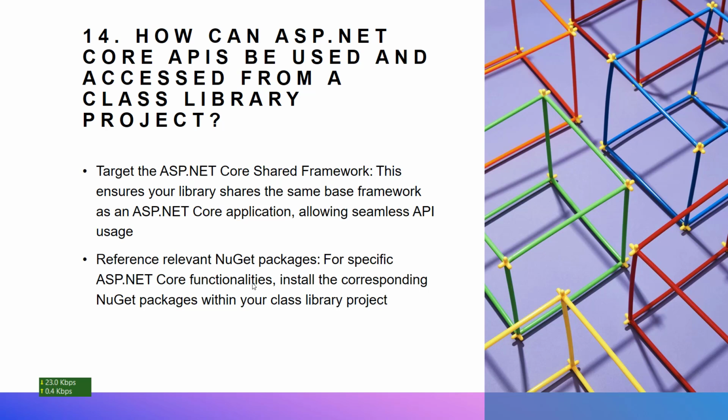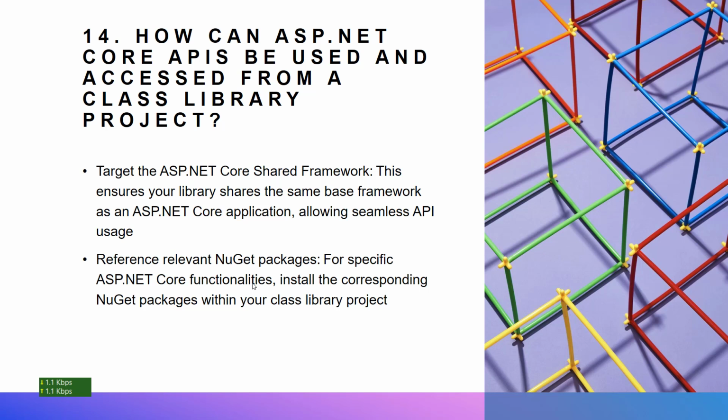So we can have a shared framework where both the API and the console application can communicate, and both can share the framework themselves, or reference the relevant NuGet package for specific ASP.NET Core functionality. Install the corresponding NuGet package within your class library project. The other way is we can create our own private NuGet package, and that NuGet package can be installed in the console application, and the console application can use it. So there are two ways: one with the shared framework, and the other using the NuGet package.